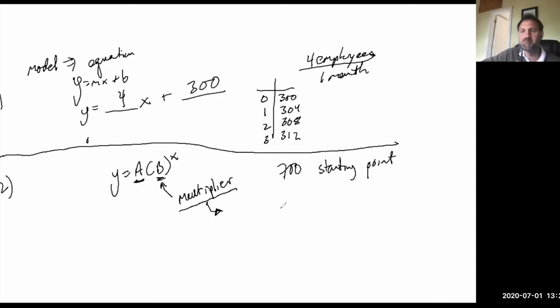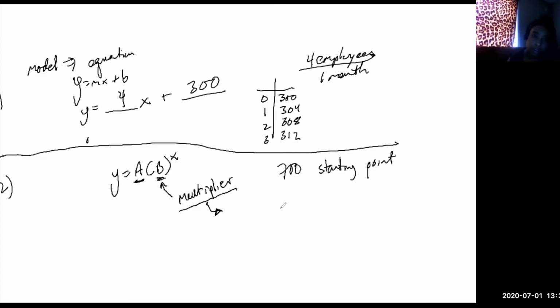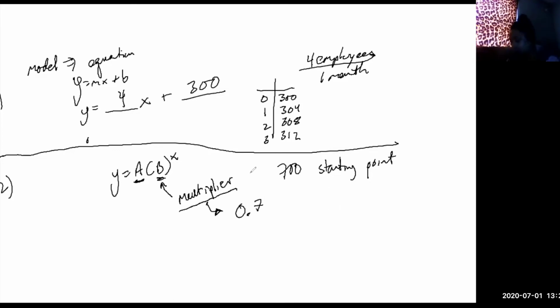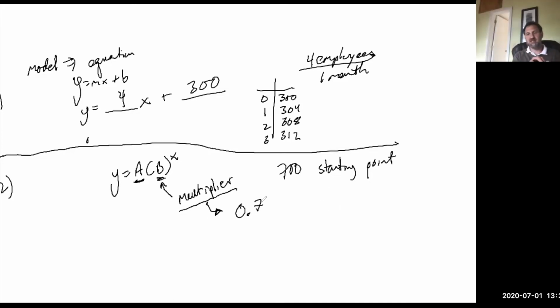Davida, you got it? 0.7. Right, because we want to turn it into its decimal version. Multiplying by 0.7 makes something go down by 30%. So that's all you need to make the model: y equals 700 times 0.7 to the x. That's what it looks like.